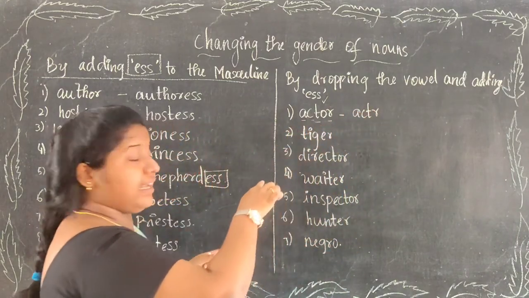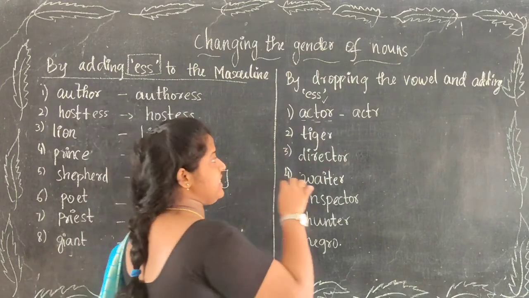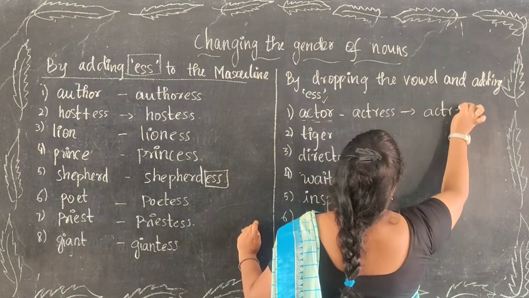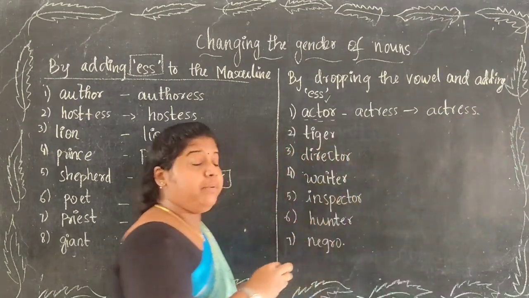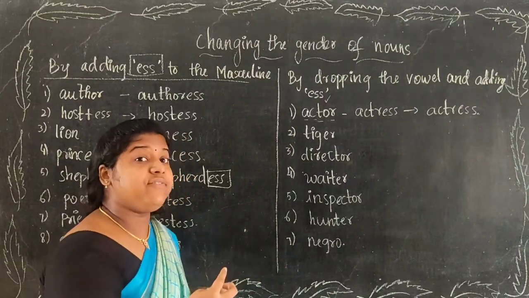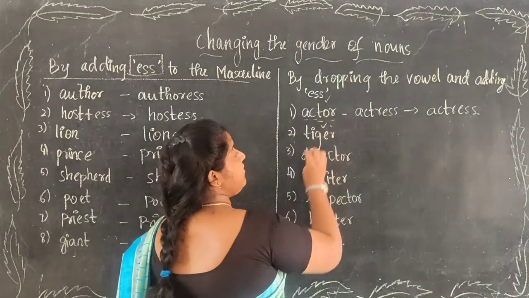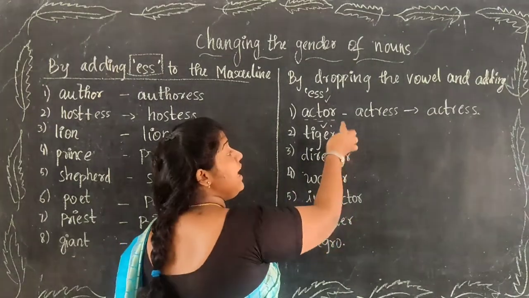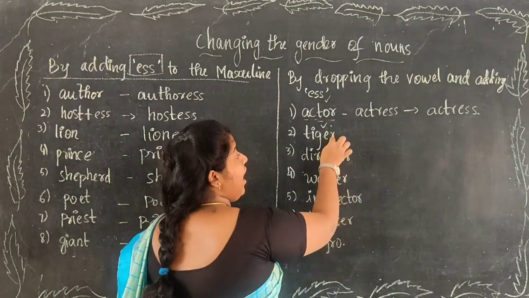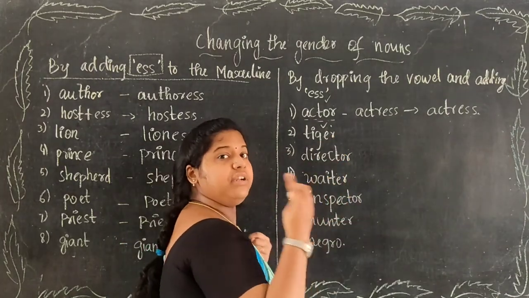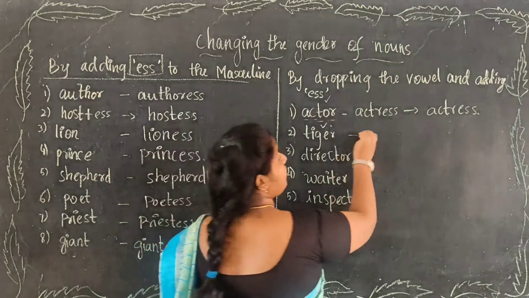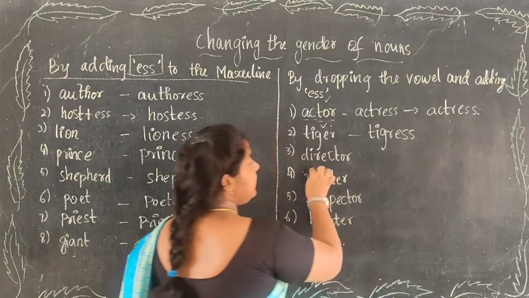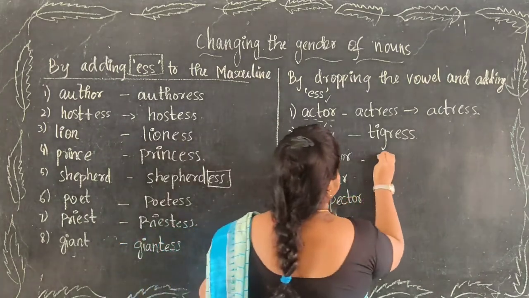Okay, actress. Now we have to add ESS, so it changes as actress. Look at the second example, tiger. Here E is the only vowel. We should not change all the vowels in the word. We have to change only the letter next to the R, the last letter. Tiger, how can we change this? Tigress. And then director. Directress.